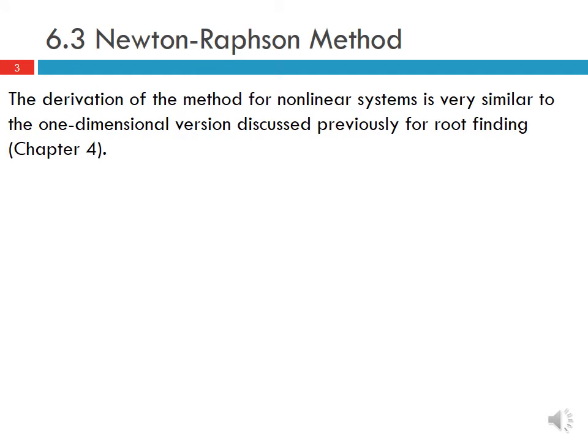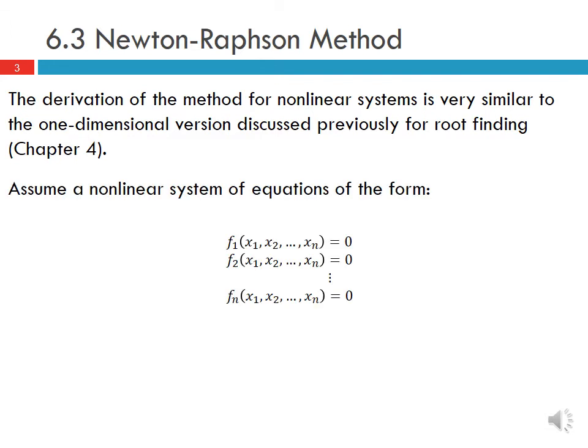The derivation of the method for nonlinear systems is very similar to the one-dimensional version discussed previously for root finding. We assume a nonlinear system of equations of the form f1 of x1, x2 up to xn equals 0, down to fn of x1, x2, and xn is equal to 0. So we have n functions and n unknowns.